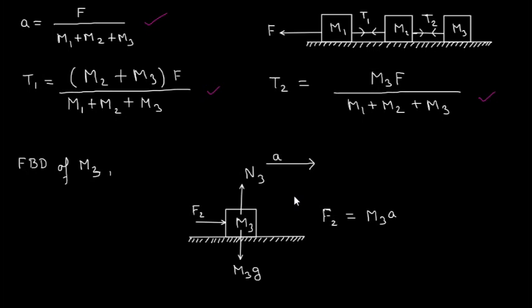Free body diagram of m3, that is m3g is acting vertically downward. Normal force N3 is acting vertically upward. F2 is acting towards right. So F2 is equal to m3a.